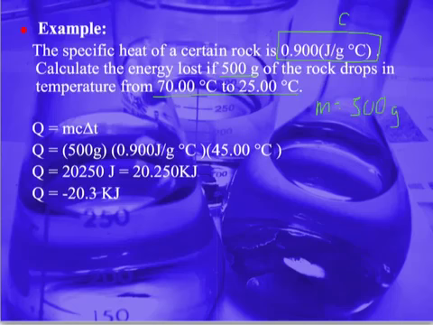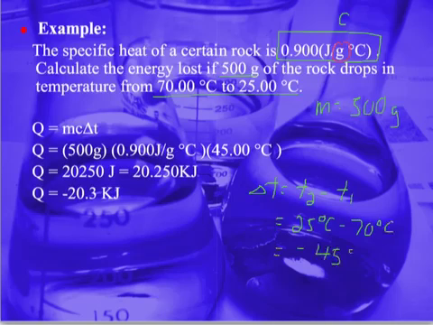We do not need to change the units because our specific heat capacity is given to us in grams. If it was not, we would need to change it into kilograms. And lastly, the temperature changes from 70 degrees to 25. So our delta T is our final temperature minus our initial temperature. So it's 25 degrees Celsius minus 70 degrees Celsius, or negative 45 degrees Celsius.